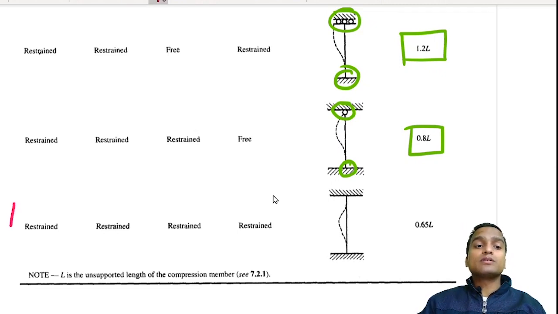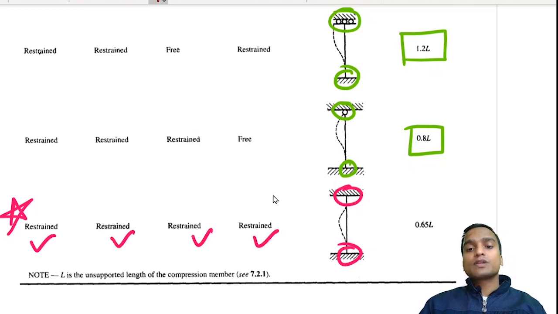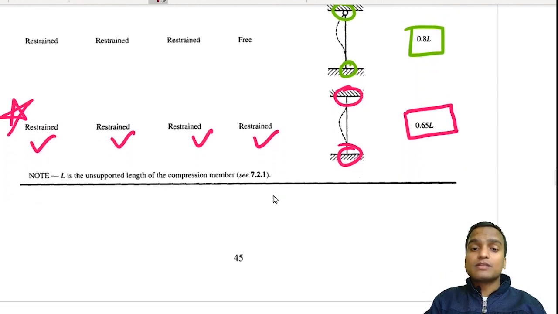Now the last row is very important for all of us, because most of the times you observe this type of boundary condition: when both of the ends are fixed, that means at both ends translation and rotations are restrained. In that case the effective length is equal to 0.65 times L. And what do you see in all of the structures, multi-storey buildings? The columns are having fixed support at both the ends, and here we use 0.65 L as the effective length.